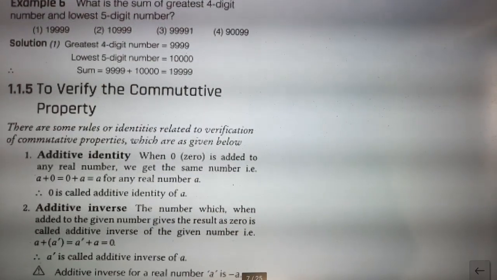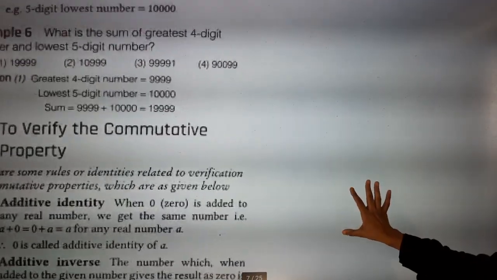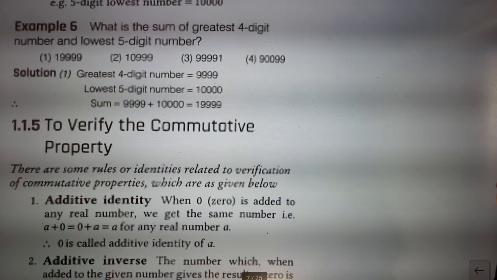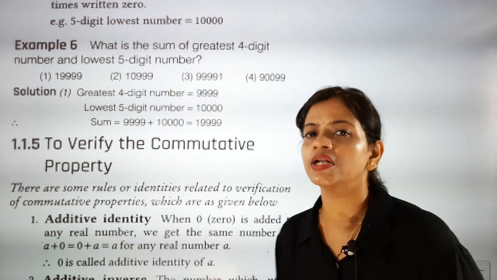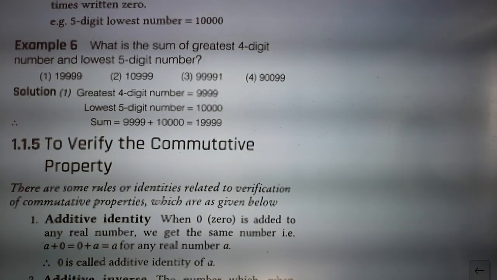Okay. Now additive identity and additive inverse. What exactly is this property? Commutative property works well with commutativity with respect to addition and commutativity with respect to multiplication.